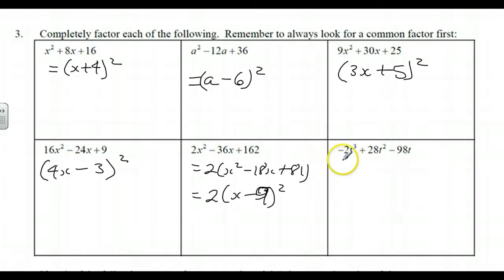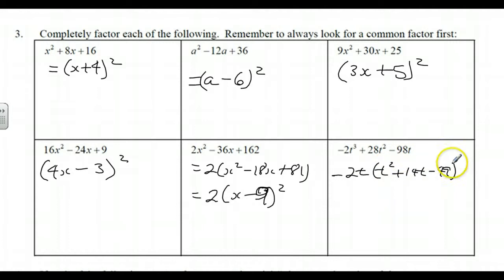What do we got here? I don't like negative leading terms, so we'll pull the negative 2. We've got a t here. We got t squared plus 14t minus 49. I always get suspicious when that's a perfect square.